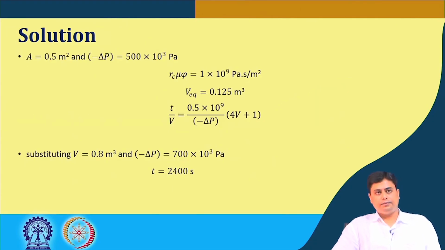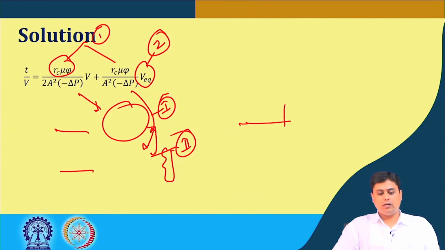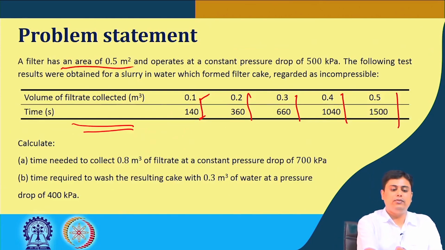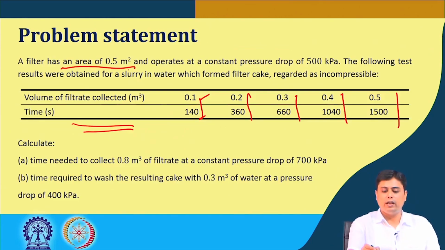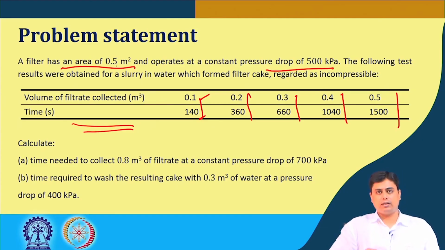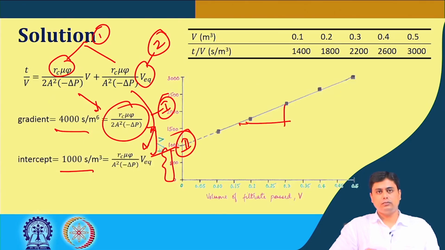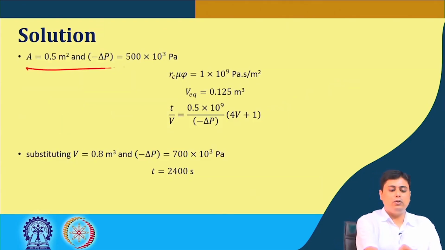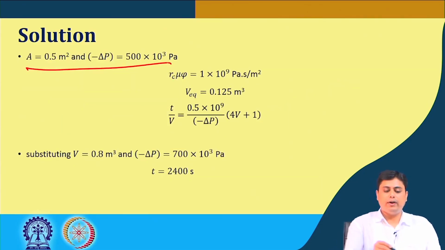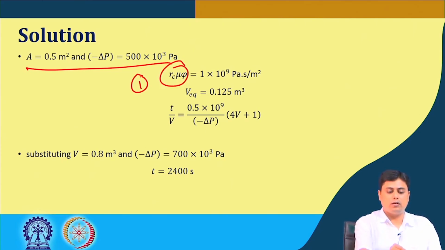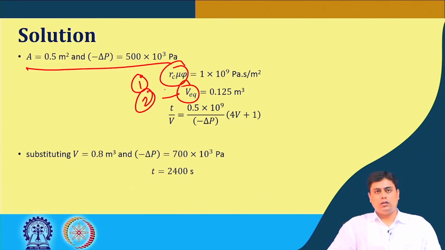If you do that, for A is 0.5 meter square and del P is 500 kilopascal, because these are the parameters that are given here, that the filter has an area of 0.5 meter square and pressure drop 500 kilopascal. So, if we take those values, we find these two parameters. These are the numerical values.